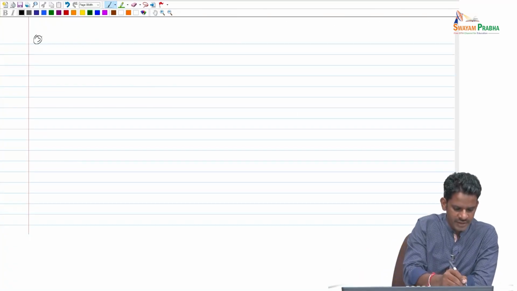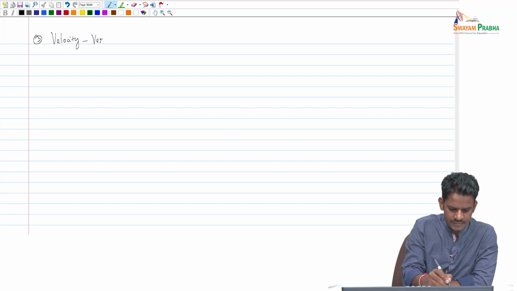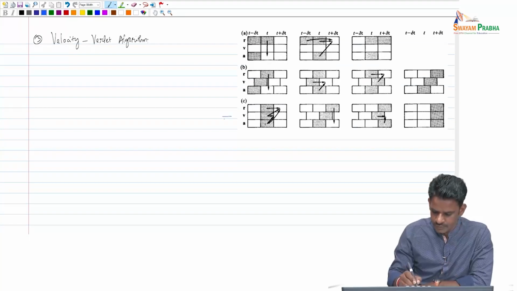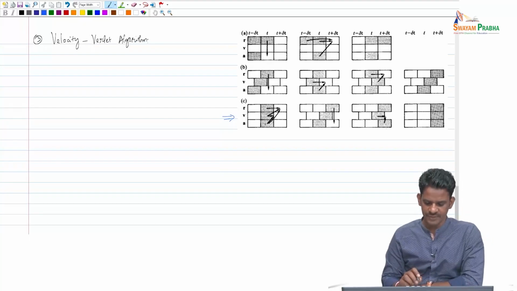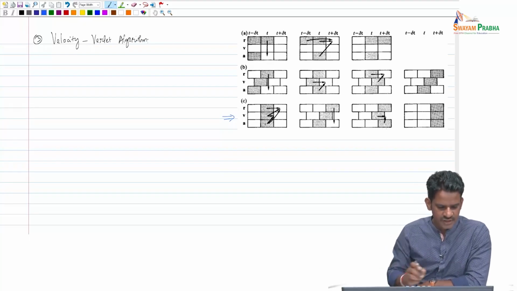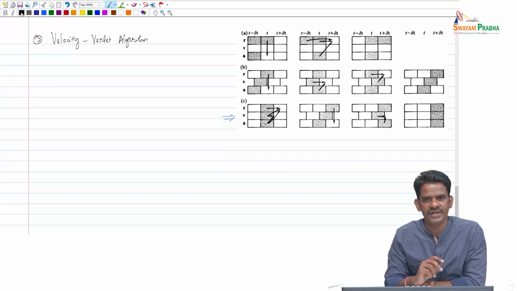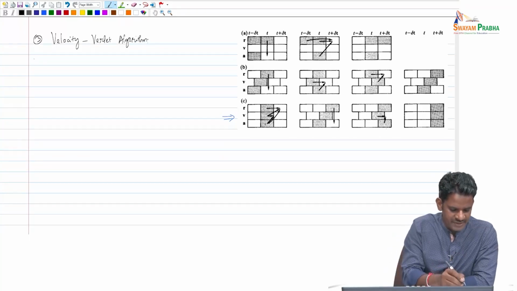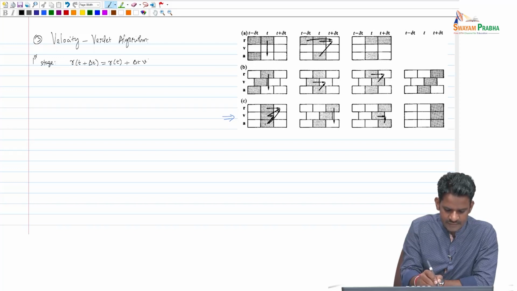And the third important algorithm is known as velocity Verlet algorithm. This is very commonly used. So, the schematic for the velocity Verlet algorithm is given here. So, this algorithm is actually executed in two steps, just like how we did in a predictor corrector method. In the first step or the first stage, we advance the particle positions using the current positions and the current velocity and also the current acceleration.